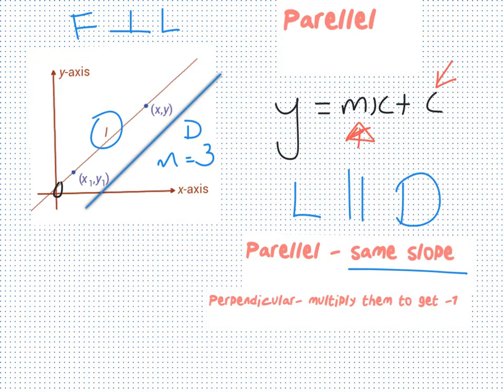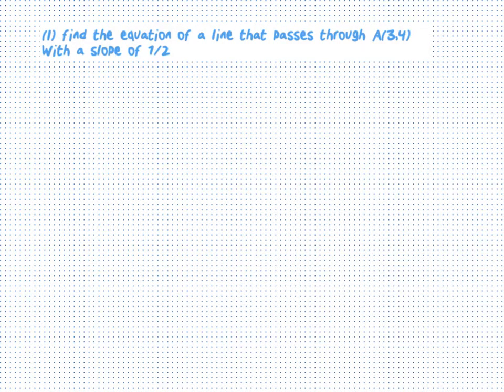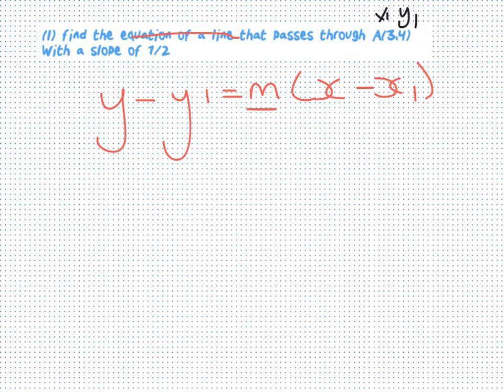We're going to start off with our first question, nice and easy. Find the equation of a line that passes through A, (3, 4), with a slope of 1/2. Immediately I'm saying equation of the line, so I'm going to write down my equation of a line formula, y minus y1 equals m bracket x minus x1. My m stands for my slope. They've been very nice to me here. They've given me my slope. They've also given me a point, so I'm going to label it x1 and y1. So it will be y minus 4 equals 1/2 bracket x minus 3.